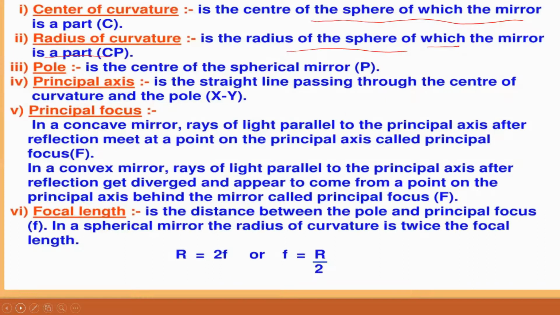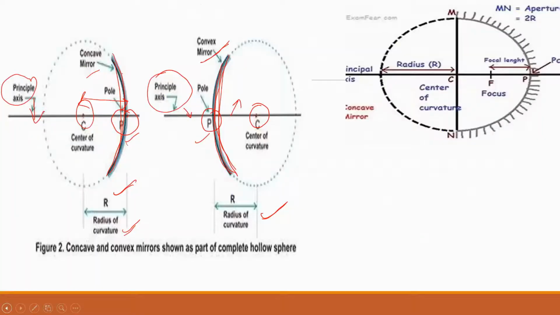The next term over here is principal focus. After reflection, where the rays will meet, somewhere here will be the focus, which is the midpoint of the pole and the center of curvature. When rays of light fall on this, they will be meeting at the focus. And the same thing happens when a ray of light falls on this, they diverge and they appear to be coming from the focus. So this point is called the focus.